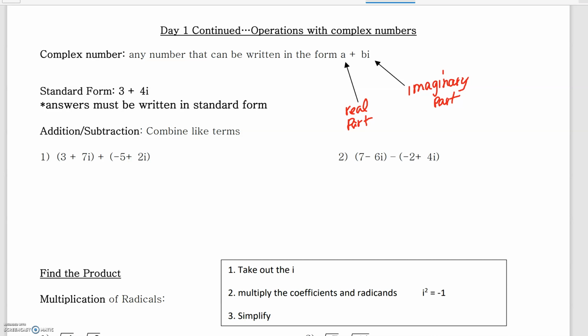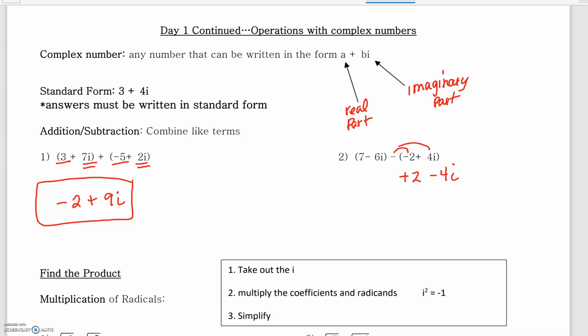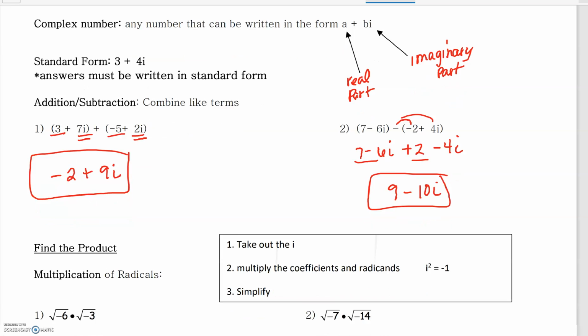We can only add the real things with the real things, and then the imaginary pieces get added together. So 3 and negative 5 makes negative 2, and 7i and 2i is going to add to get 9i. So it's kind of like combining like terms, right? Here we need to distribute, and then we can go ahead and add our real parts to get 9, and our imaginary parts to get negative 10i. So again, real goes first, then plus or minus your imaginary part.